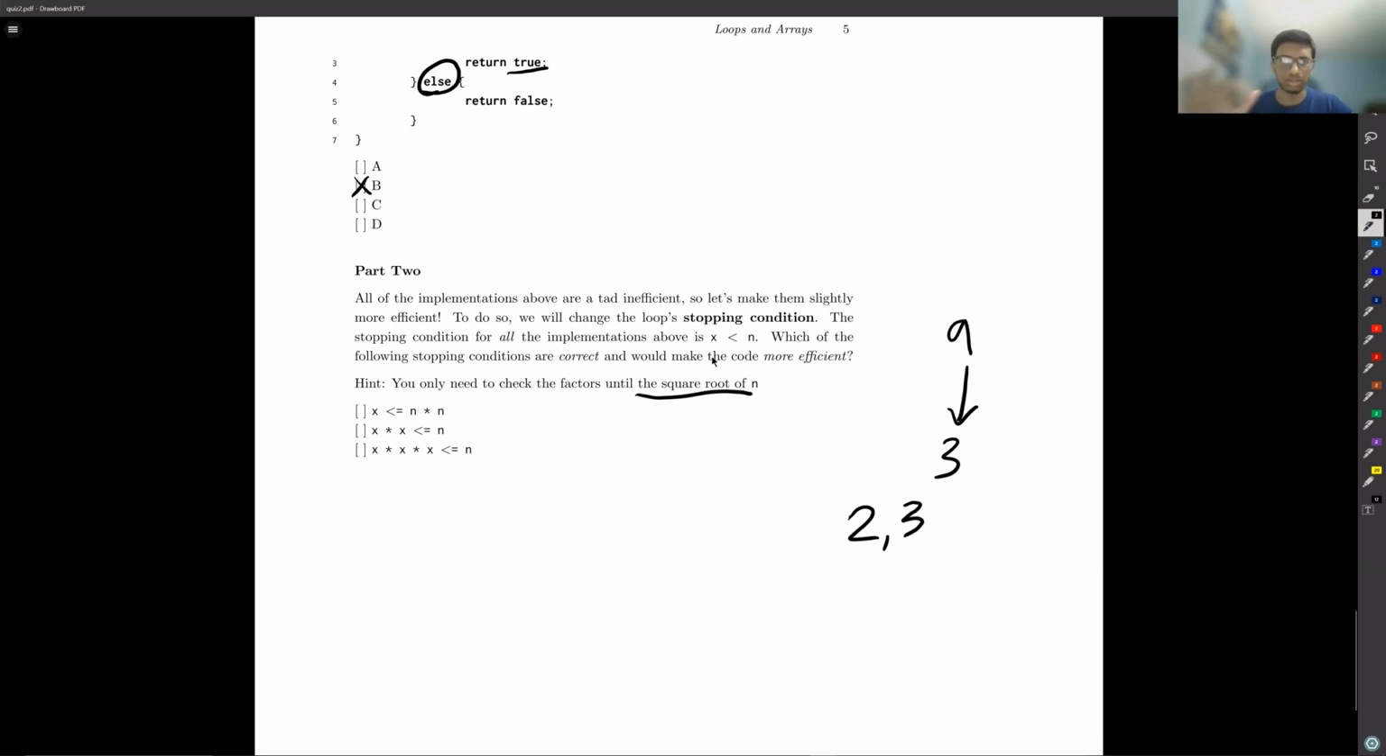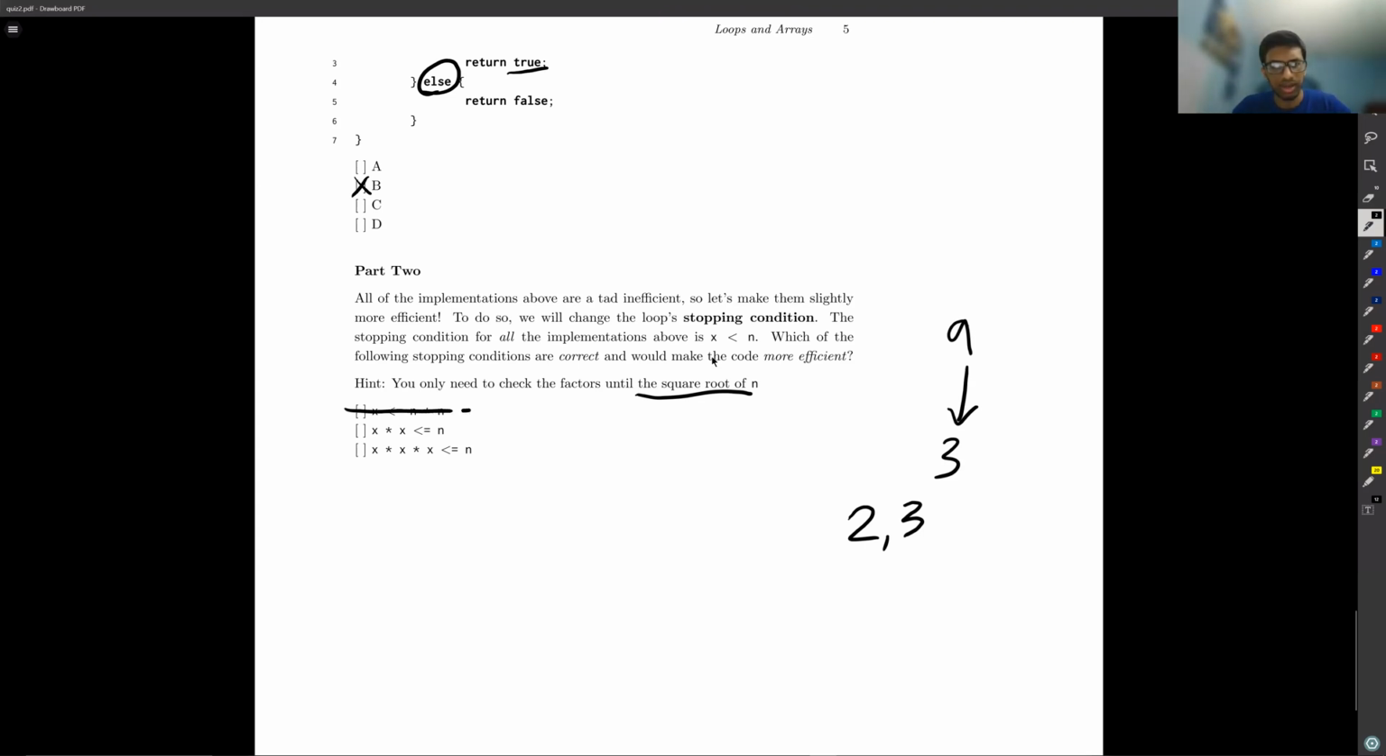And in this particular case, because we have options provided to us, we can just plug it in. If we have x is less than or equal to n times n, well, n times n is 81. Then we're checking from 2, 3, 4, 5, 6, 7, 8, 9, 10, etc., all the way up to 81, which is definitely not what this is saying.